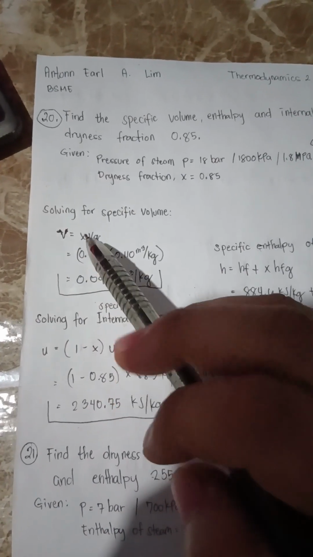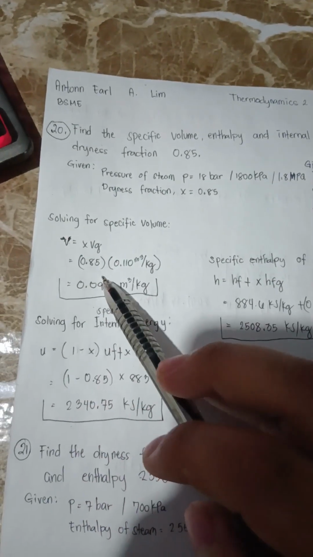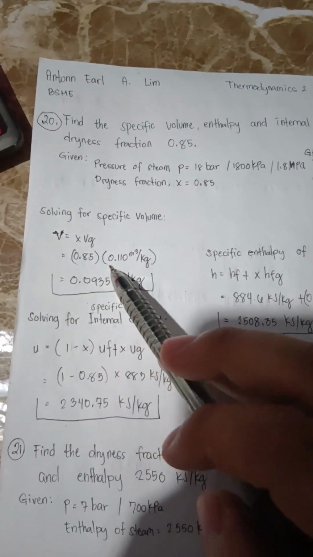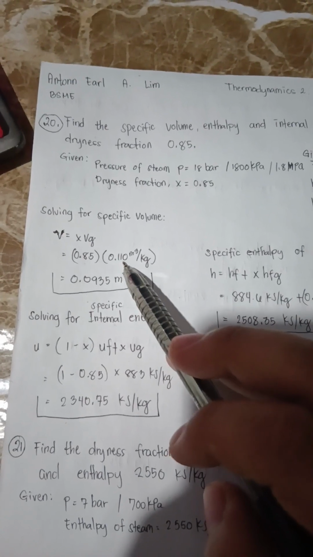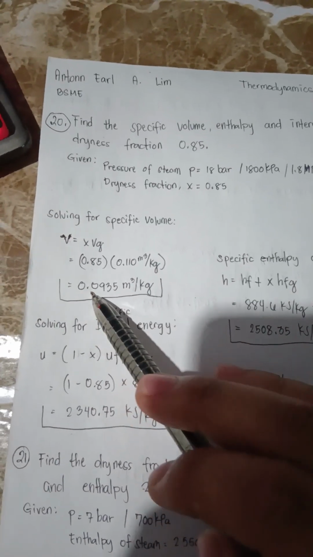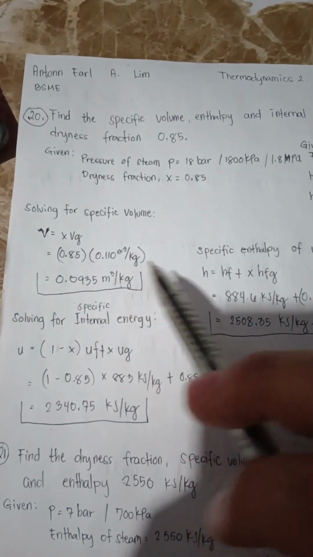Solving for specific volume, volume is equal to X, the steam quality, times Vg, or the volume of saturated vapor. Substitute the given values: 0.85 times 0.110 cubic meter per kilogram is equal to 0.0935 cubic meter per kilogram.